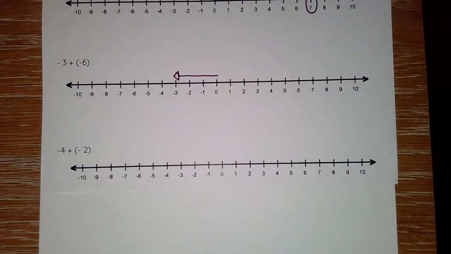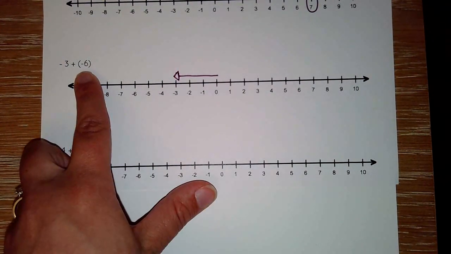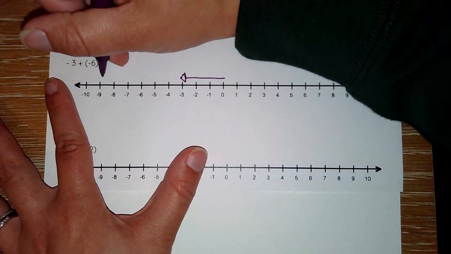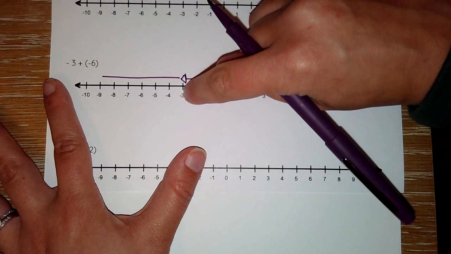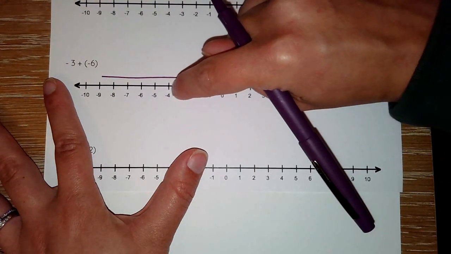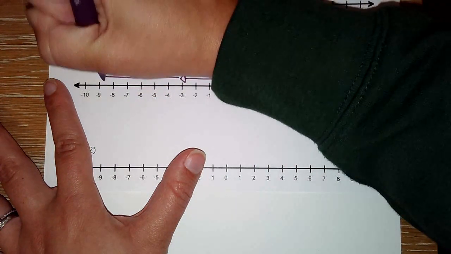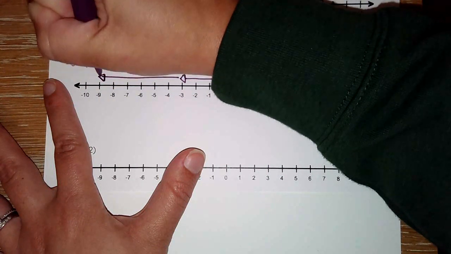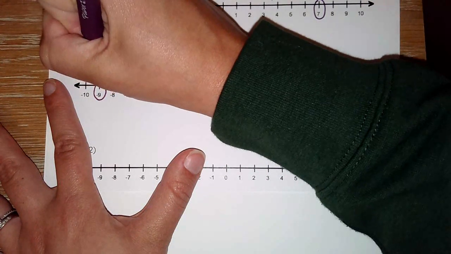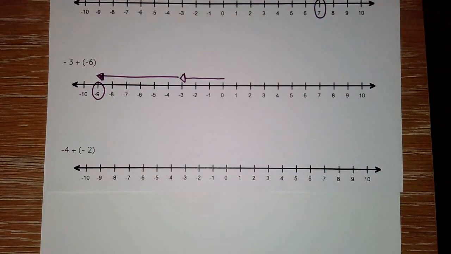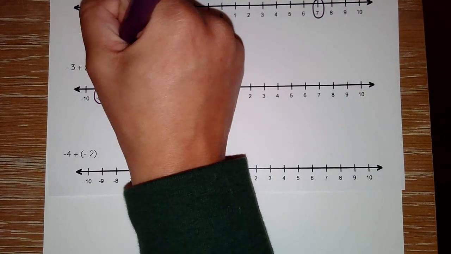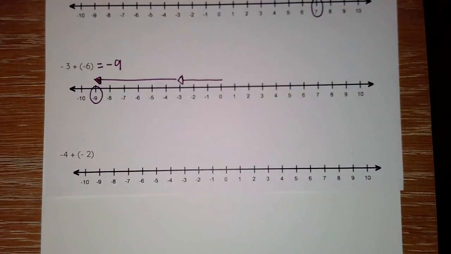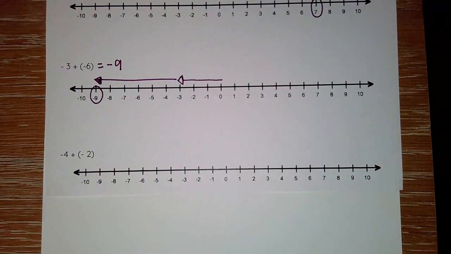I owe 3 pencils. And now on Tuesday, I owe 3 more pencils. Or 6 more. So I start at that 3 and move 6 spaces. That ends me up at negative 9. Therefore, negative 3 plus negative 6 equals negative 9.